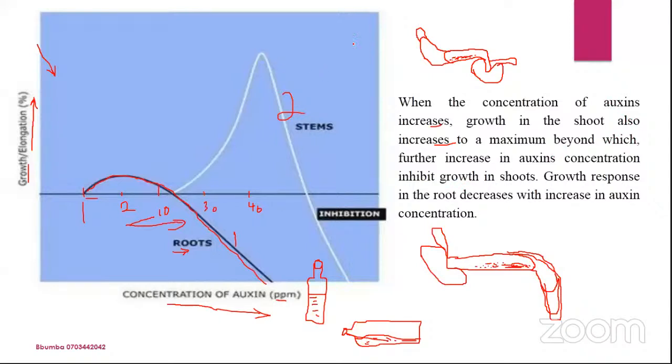So up to that point, after bending has occurred and it's now looking up, it stops, such that the shoot can continue growing upward in the direction of the sun. Further, the growth response in the root decreases with increase in auxin concentration. And I think that is very, very clear.